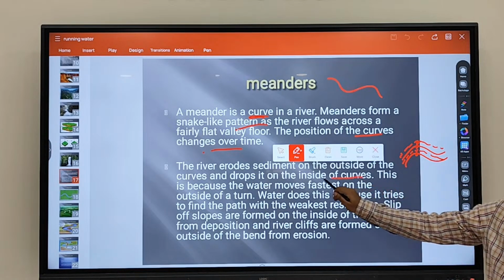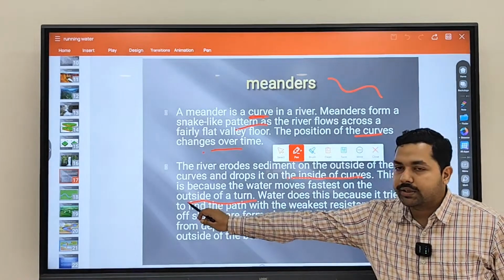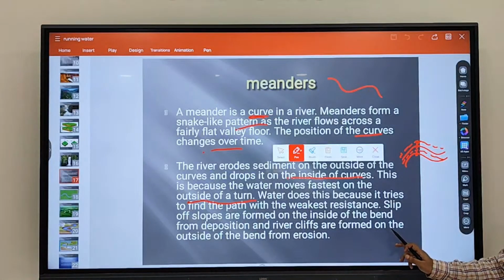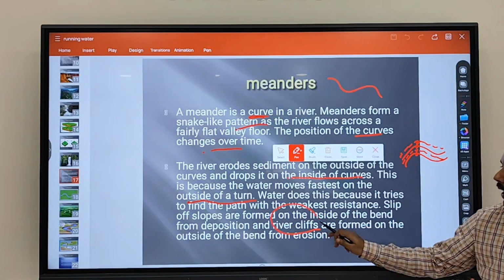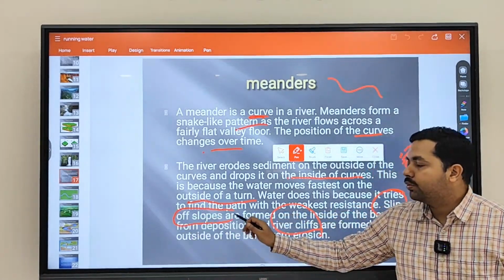So the river will erode the sediment on the outside of the curve and deposit on the inside of the curve. Clear? That's why you'll see the formation of what? River cliffs and slip-off slopes. So slip-off slopes and river cliffs are going to form.